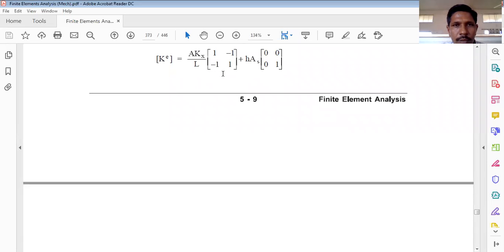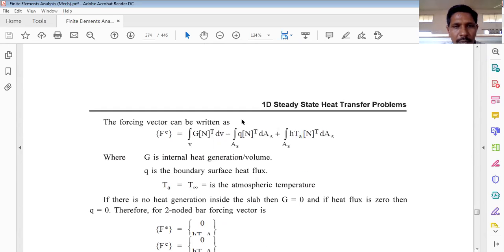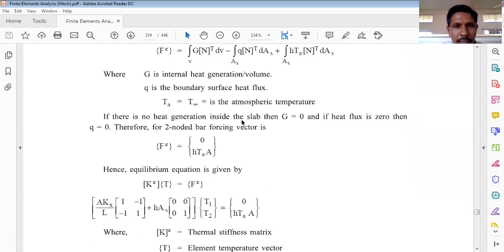So this part consists of the conductivity. It is the conductivity matrix, and hAs in the matrix of 0 0 0 1 is related to the convection. In addition to that, we have to use the load vector, and in general, the forcing vector is due to the end convection, and the end convection is given by F equals 0 hT∞A.